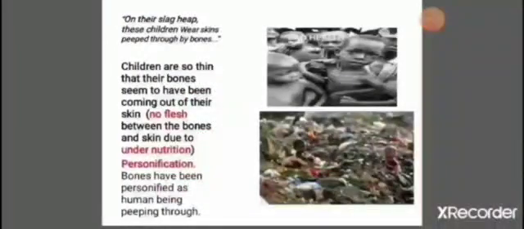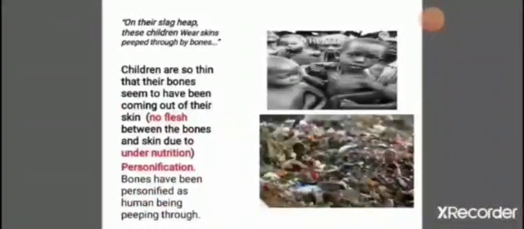The poet writes, "On their slag heap, these children wear skins, peeped through by bones." Here you can see in this picture how the bones are coming out of their skin. It seems as if they will come out of the skin. It is because of their malnutrition, undernutrition or hunger. Dear children, this is the cruel reality of our time, that such children are living and surviving with this condition.